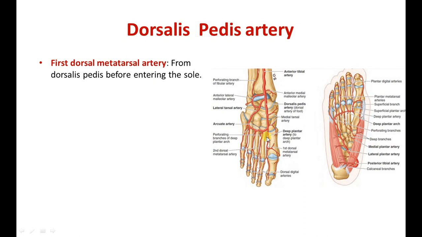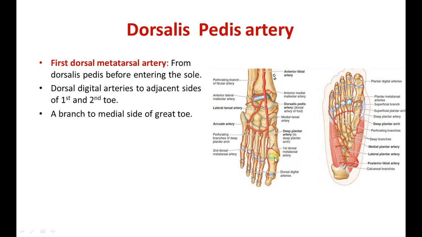Just prior to that, it gives the first dorsal metatarsal artery that will divide into dorsal digital arteries to supply the adjacent sides of the first and second toe, and it will also give a branch to the medial side of the great toe. Okay, so adjacent sides of first and second toe, and also a branch to the medial side of the great toe. So that is about the first dorsal metatarsal artery.